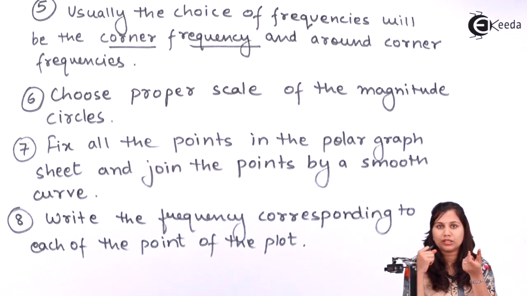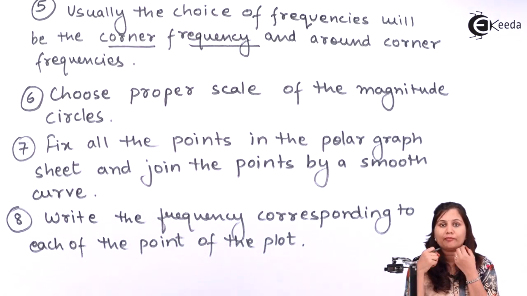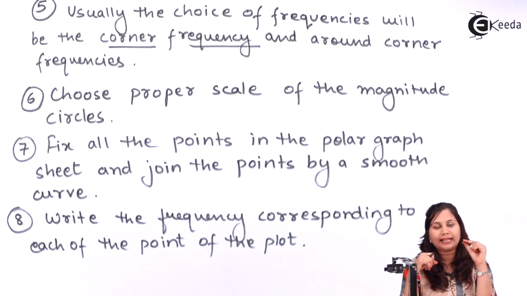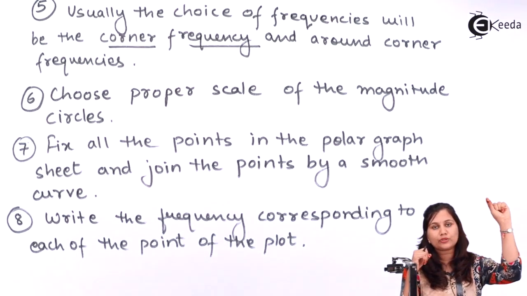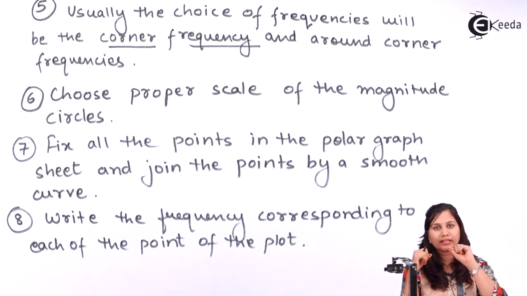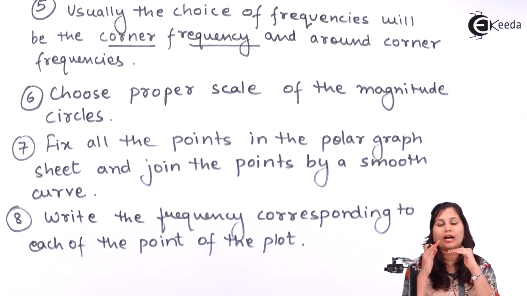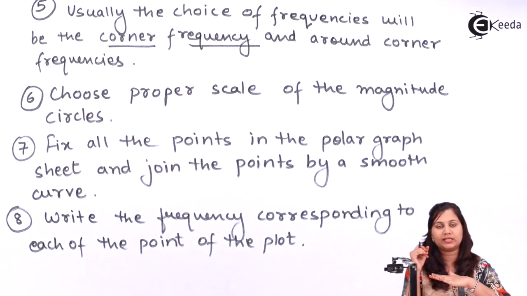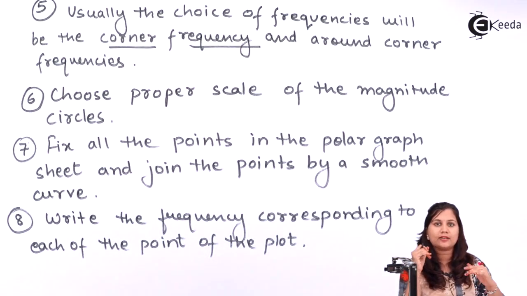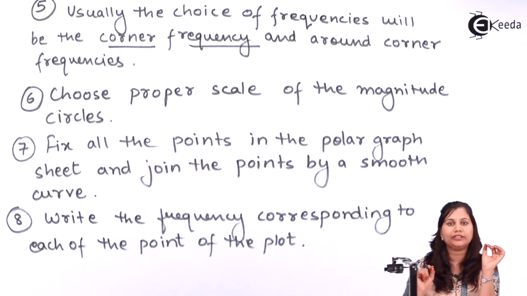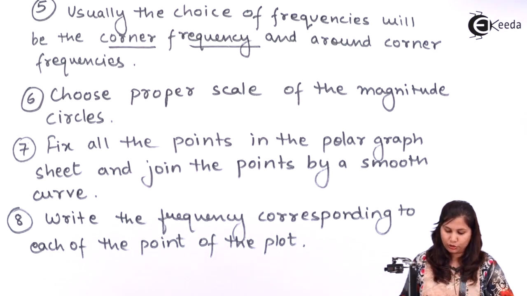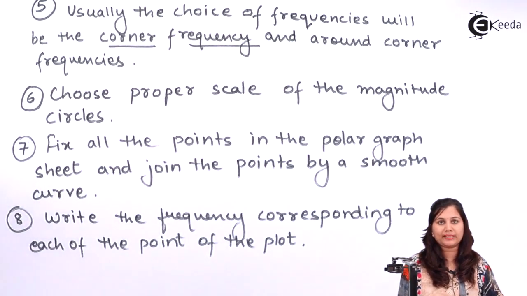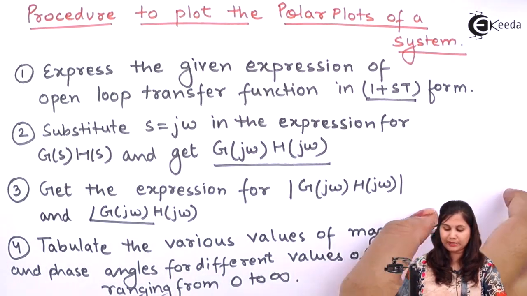For example, suppose for omega equals 0 you have obtained a magnitude value and a phase angle. For magnitude you have fixed that point, and for phase angle you have drawn the radial line. On that radial line, write omega equals 0. So for omega equals 0, this is the magnitude and phase angle of G J omega H J omega. Similarly for omega equals 1 and omega equals infinity, you have various radial lines for all those frequencies. So write the frequency on the radial lines so that you can tell that for this frequency, this is the magnitude and phase angle of the system. Okay, so this completes the steps of how to plot the polar plot of a system. Let's summarize these points again one by one. The first step will be to express the given expression.